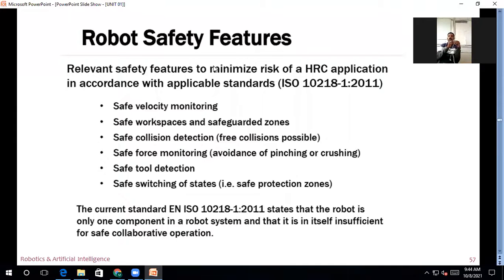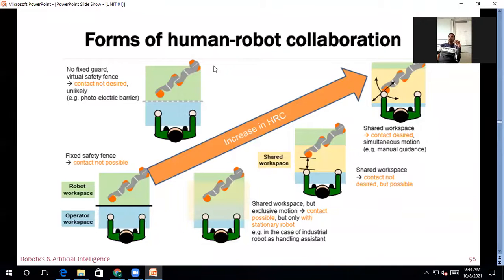After that we started the forms of human robot collaboration, how it actually started. If there is simply one robot, then to separate the robot and human we require fencing. After that, you can see shared workspace but exclusive motion, meaning we share the human and robot workspace.